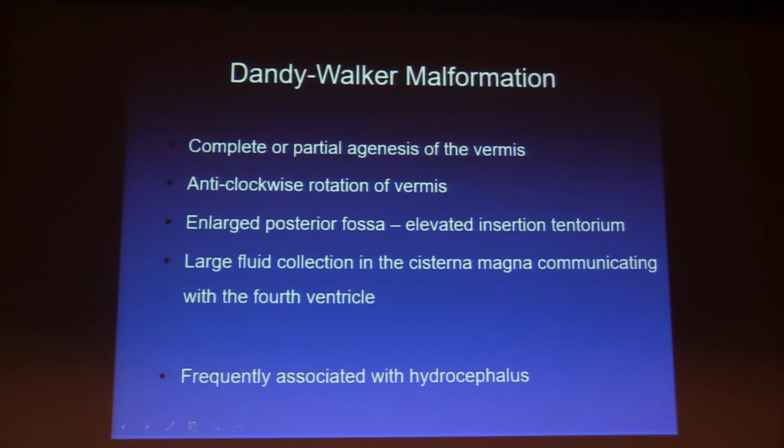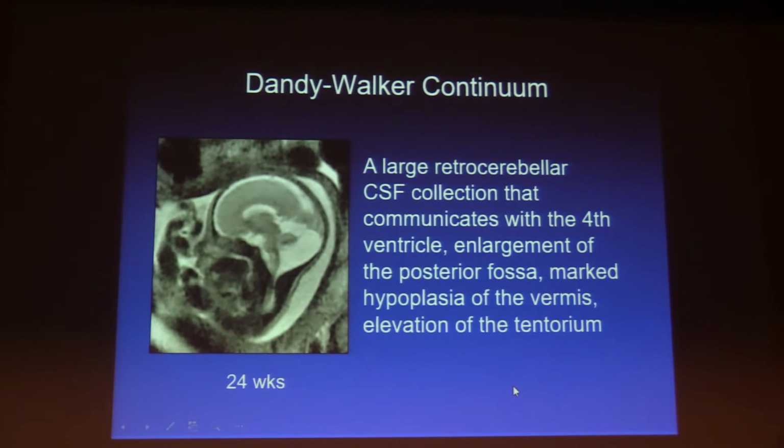Okay, well, Dandy-Walker malformation. There is a complete or partial agenesis of the vermis, anti-clockwise rotation, and a large posterior fossa. This is the most important part: we have to have the elevation of the insertion of the tentorium, again on the sagittal image. And there's a large fluid collection in the cisterna communicating with the fourth ventricle. They thought it was the reason for hydrocephalus, but this is only frequently associated.